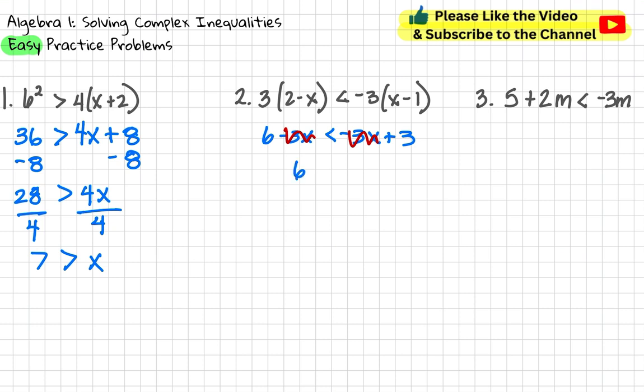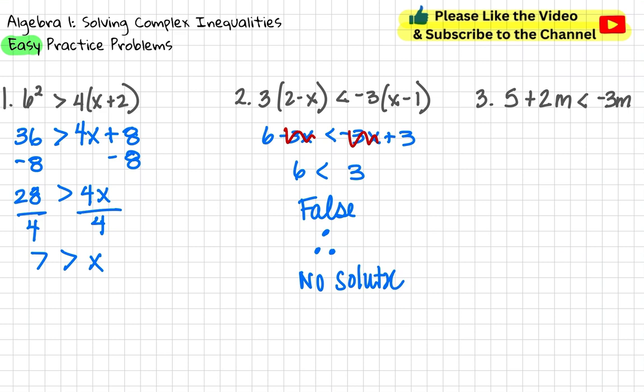So we have a 6 on the left side is less than 3. Is that true? 6 is never less than 3. So it's actually false. Therefore, this notation means therefore. The answer is no solution.